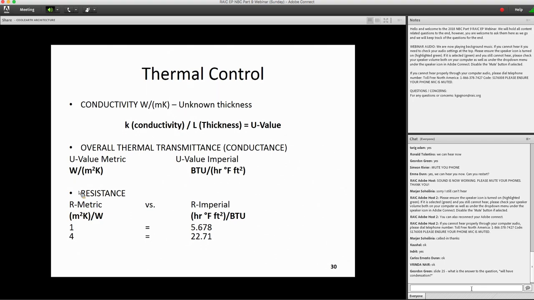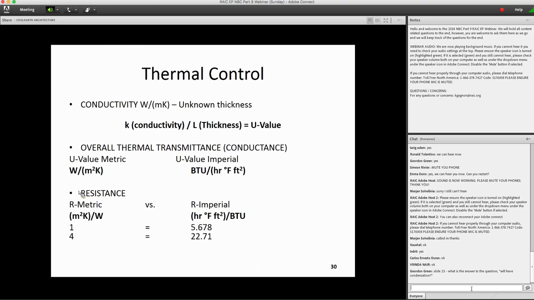Let's talk about thermal control. How are we on time? We're almost 20 minutes, 25 minutes. Okay, we're good. Materials have a property called conductivity. That's not much used, but conductivity is the property of the material. If you divide it by the thickness, you get the U value, and this is what we are going to use mostly.